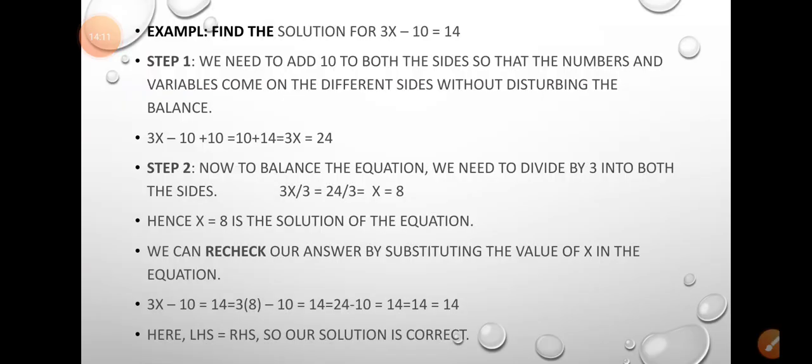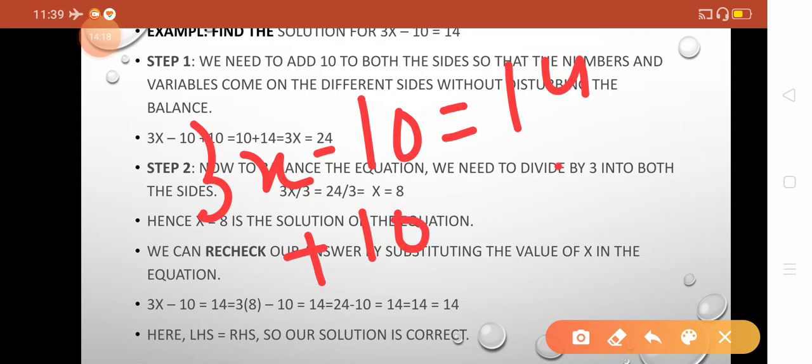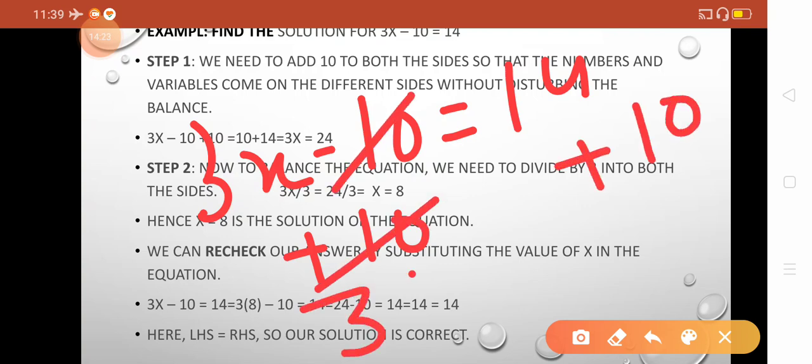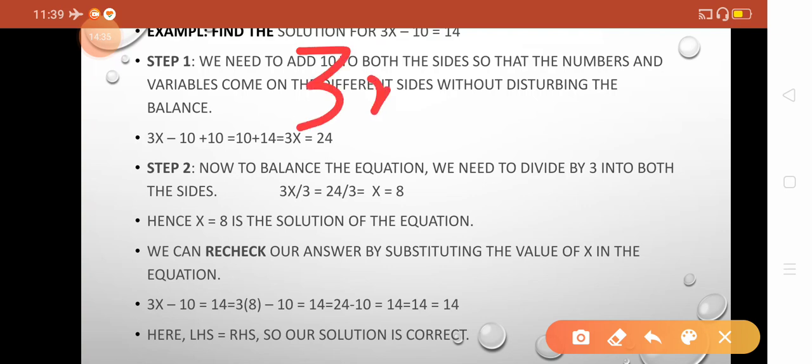So 3x minus 10 is equal to 14. If I add 10 here, I have to add 10 here. This 10 and 10 will get cancelled and 3x is equal to 24. Clear? Now the second step is to balance the equation. We need to divide by 3 on both sides. We have 3x is equal to 24. I only want to get x.